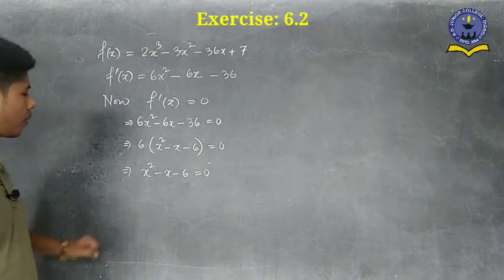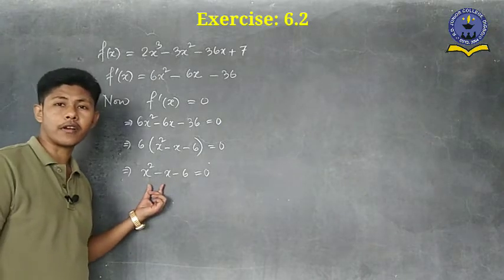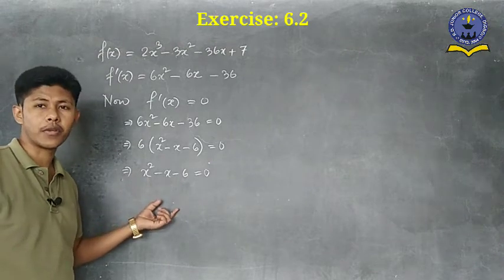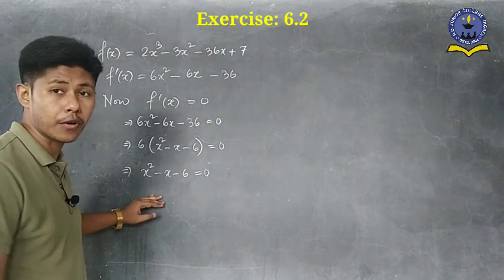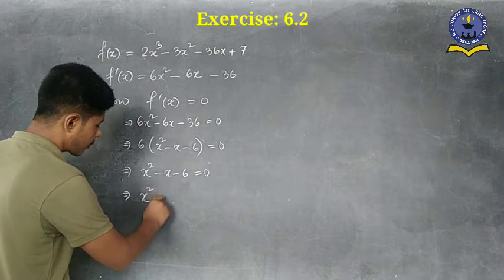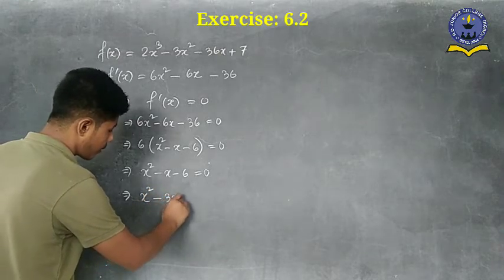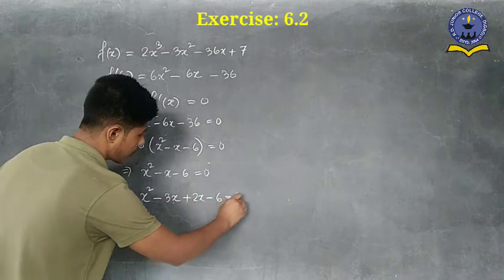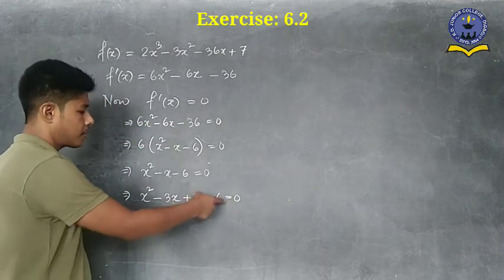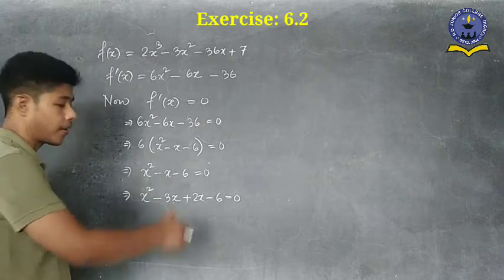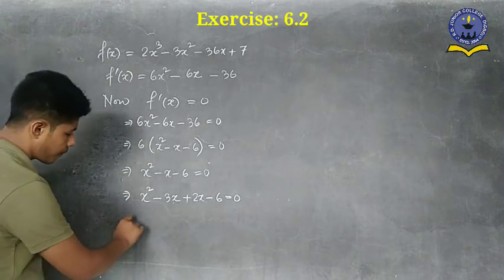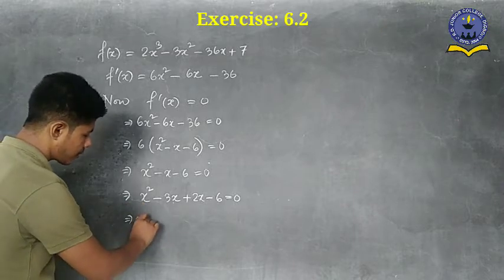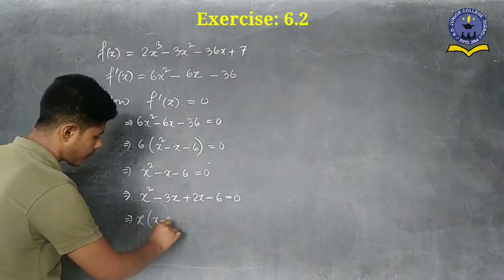Is it clear? Okay, now we have to find the value of x from here. By the middle term splitting method, we can easily find the value of x. So we write x² − 3x + 2x − 6 = 0. 3 times 2 is 6, that means we get 6 here. So easily we can factorize the result. If we factorize, in the first two terms x is common, so we write x(x − 3).